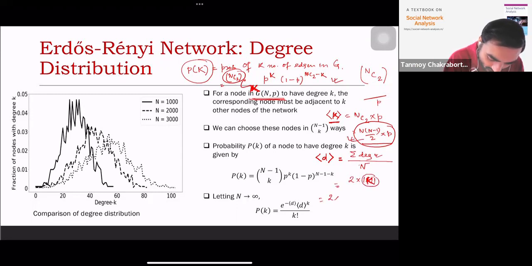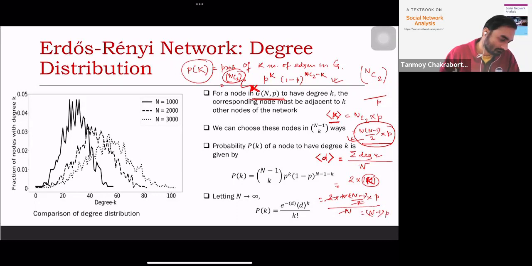So 2 into n minus 1 by 2 into p by capital N. So the n cancels out, the 2 and 2 cancel out. So this is n minus 1 into p. So the average degree of this random graph is n minus 1 into p.